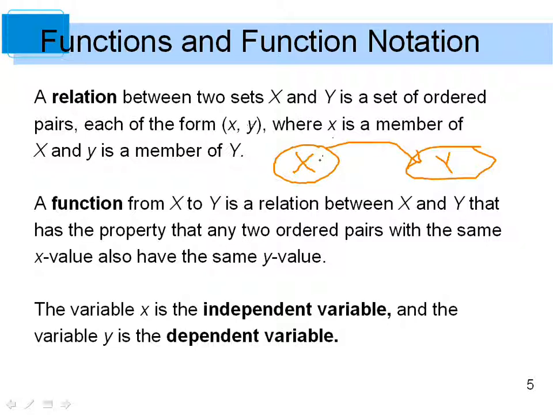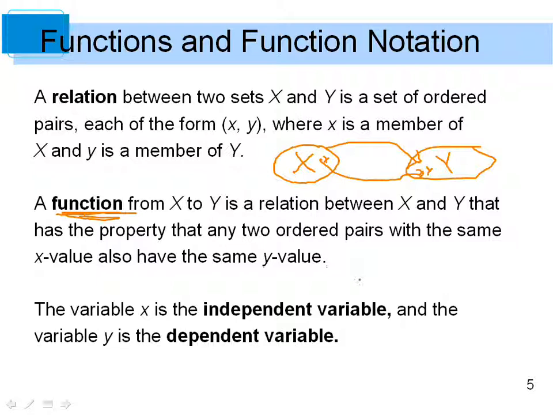And so if I have a dot over here, that's x, and here's a dot, that's its corresponding coordinate y. The relation takes it from that set to the other set. And so little x is a member of the big X set, and y is a little member of the big Y set. Now, functions are slightly different than relations in that any two ordered pairs with the same x value also have the same y value.